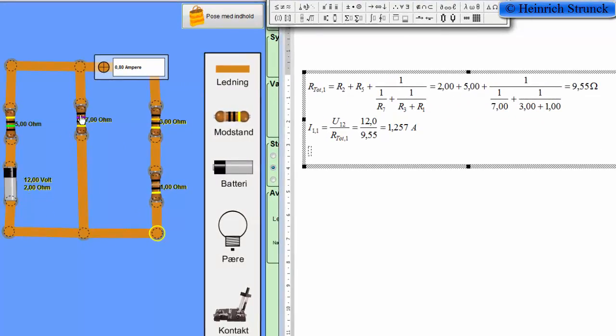Now we want to calculate, for example, current number 2, and we can find the voltage across this 7 ohm resistor, because we can take the supply voltage minus the current number 1 multiplied by these two resistors in serial. Then we get the voltage drop across R7, and if we divide by R7 we get this current. So first of all we want to find the voltage drop across this resistor, UR7. That must be the supply voltage, 12 volts, minus the current multiplied by the two resistors in serial. We can put in the numbers and get the result.